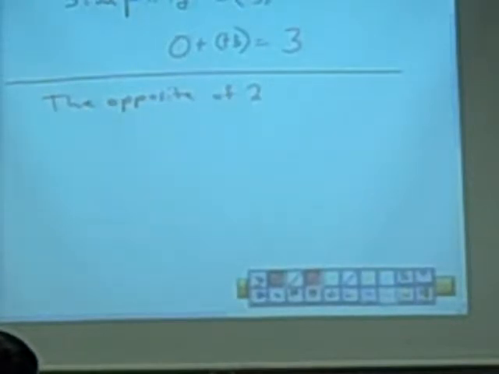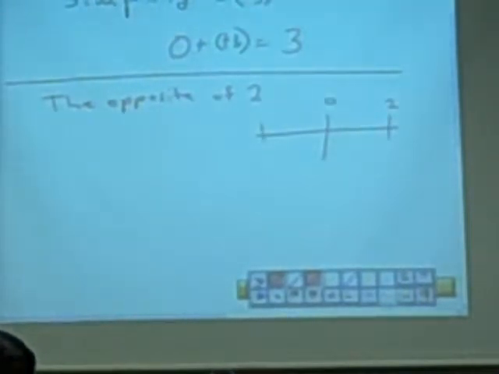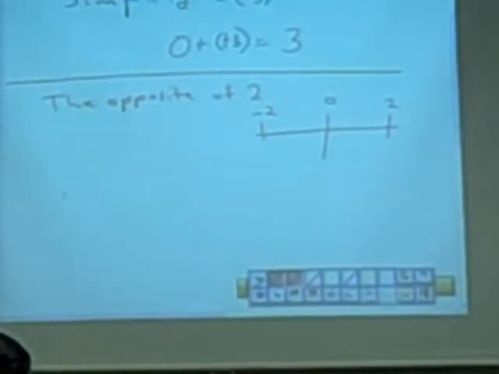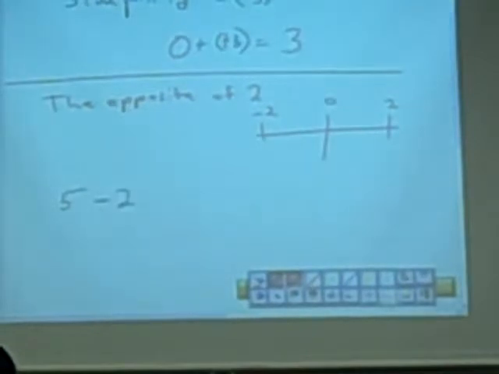So if we wanted to look at the opposite of 2, that would be what? Negative 2, right. Here's 2. The opposite of 2 is negative 2. So that's why if we had, let's say, 5 minus 2, this minus sign is opposite, we could also look at this as 5 plus a negative 2. Change the minus sign to a plus, change the sign in the second term.